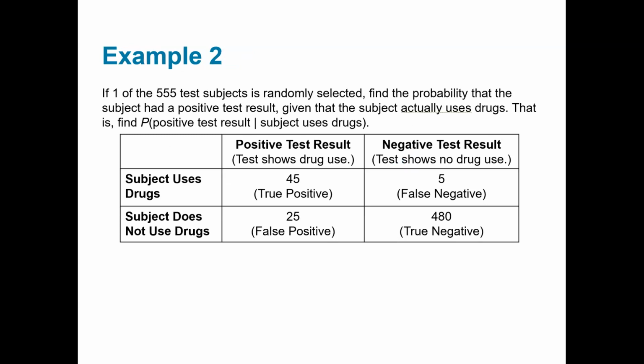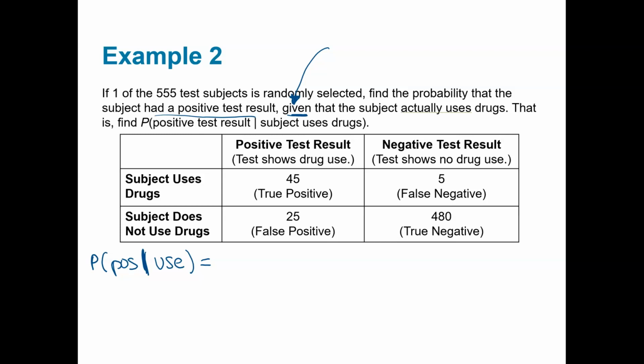So if one of the 555 test subjects is randomly selected, find the probability that the subject had a positive test given, that's your conditional probability statement right there, that the subject actually uses drugs. So the way to write that is that it's the probability of a positive test given that they use drugs.